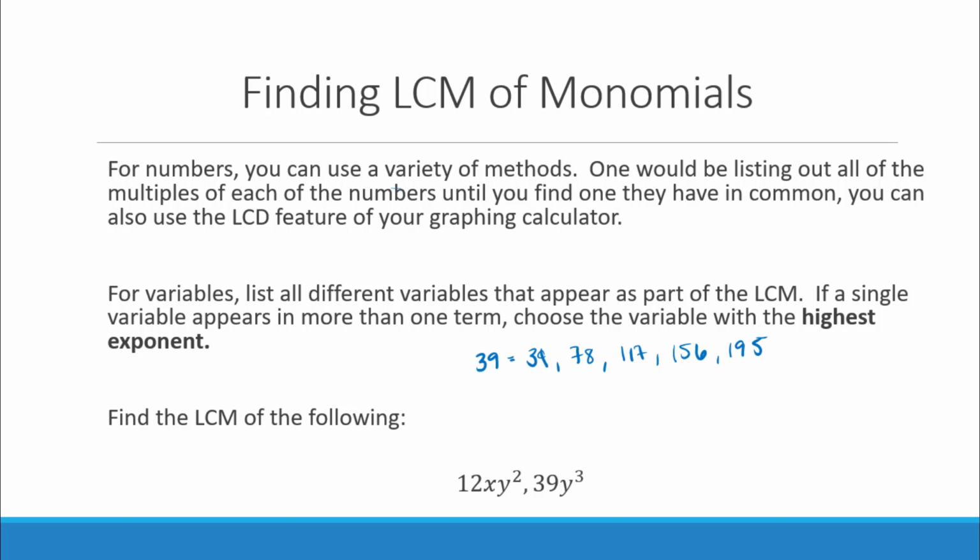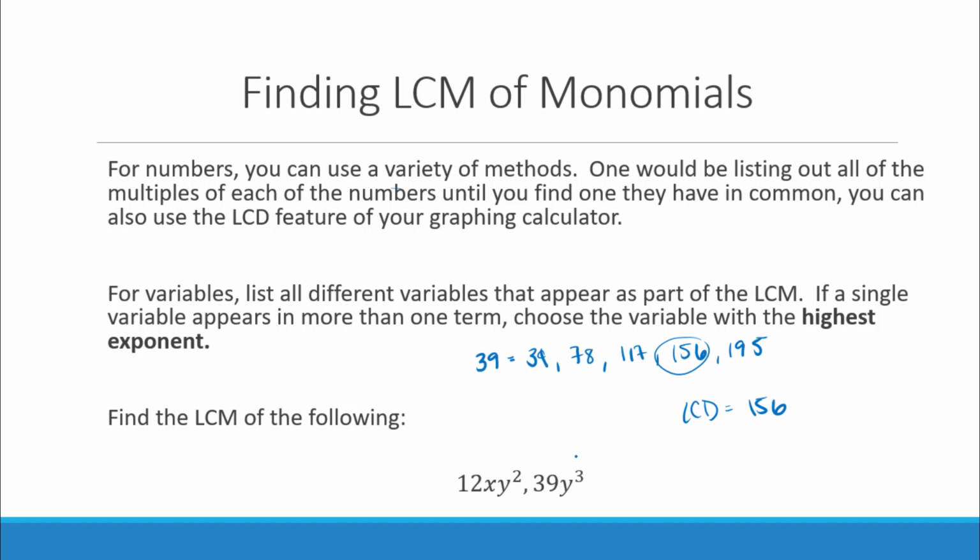And then you go down this list, and we're trying to figure out which of these numbers that 12 would also go into. So 12 won't go into 39, so that's out. Okay, does 12 go into 78? No, that's out. Does 12 go into 117? No. Does 12 go into 156? That's my winner. So 12 would go into 156. So when we're coming up with that least common denominator, we know 156 is a number that both 12 and 39 would go into.